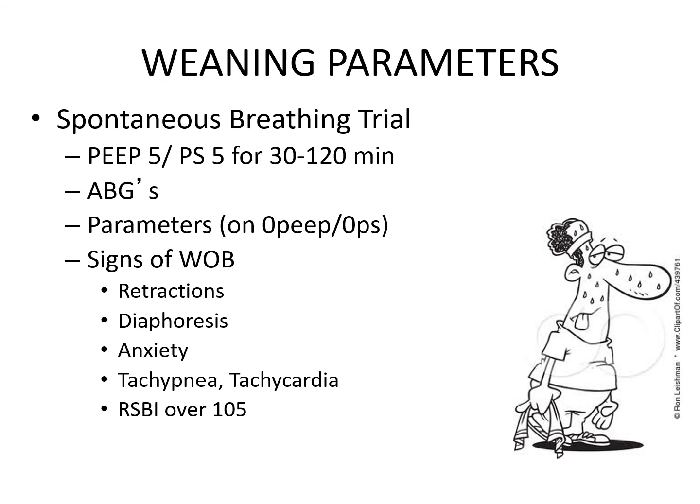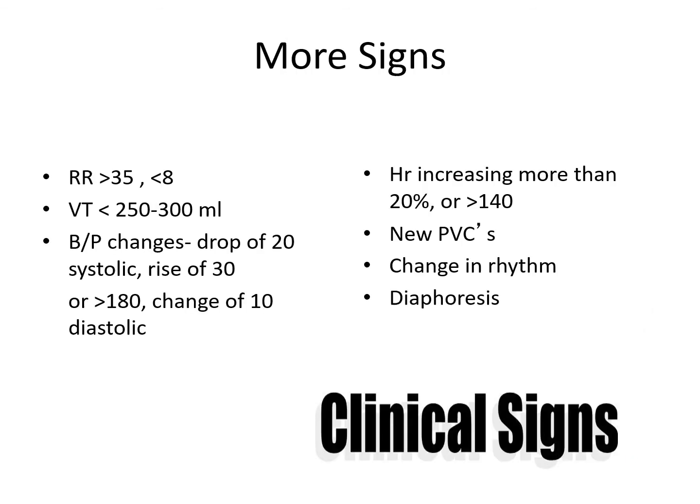I actually have an article that I'm going to have you guys read too as an assignment about weaning. It's a fairly short article, but I want your feedback on that. So things again that we're looking at: retraction, are they diaphoretic, how anxious they are, tachypnea, tachycardia, and your RSBI. These are all things that you should be looking at, including all these other numbers too.